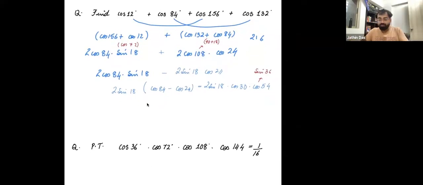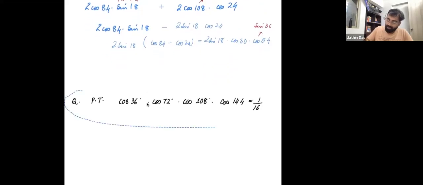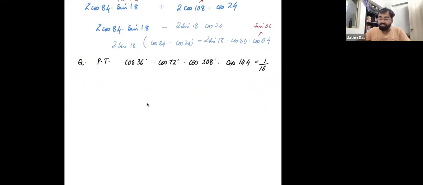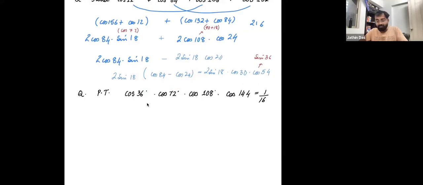But anyway, the answer is going to be the same. This middle step would not have been there. That's all I'm saying. The middle step wouldn't have been there. Again, take sine 18 common. That won't be there. That's all.